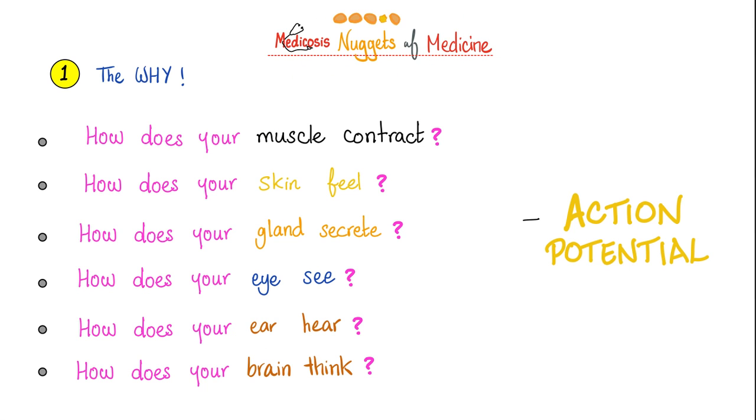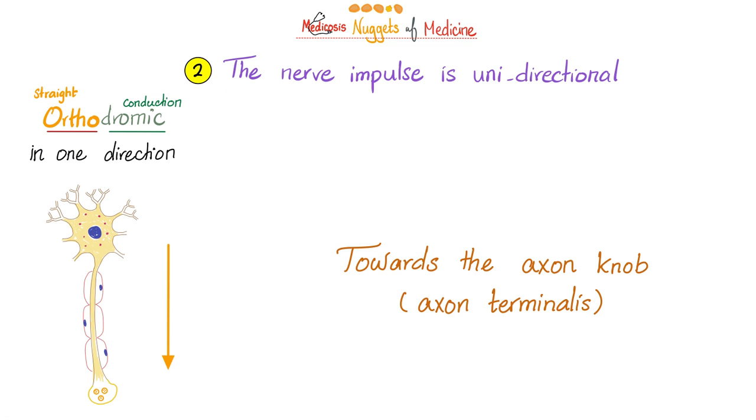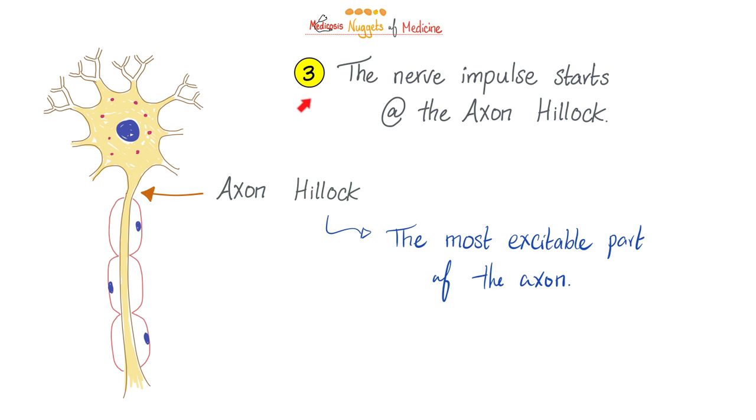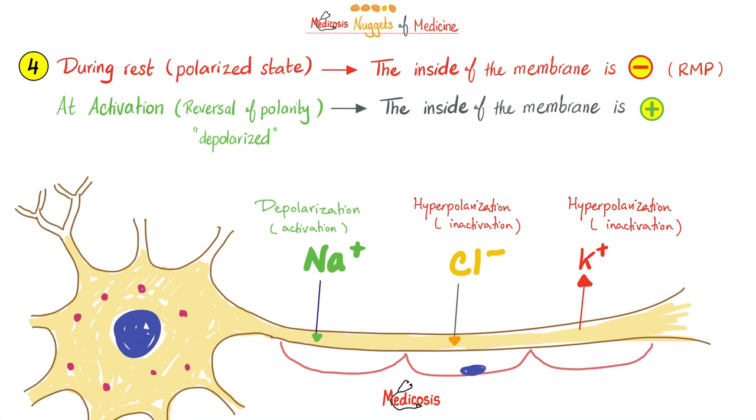Let's review the nuggets of medicine. Nugget number 1. Why do we need the action potential? Because the action potential is life. The nerve impulse is unidirectional inside your body. We call this orthodromic. Nugget number 3. The nerve impulse starts at the axon hillock, the most excitable part of the axon. Nugget number 4. During rest, the inside of the membrane is negative, but upon activation, aka depolarization, more accurately reversal of polarity, the inside of the membrane becomes more positive.